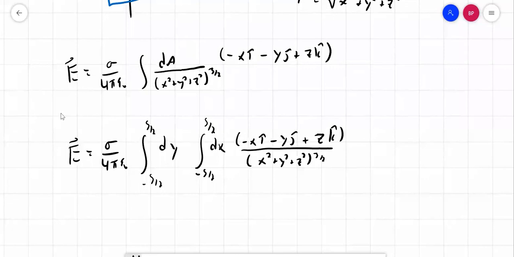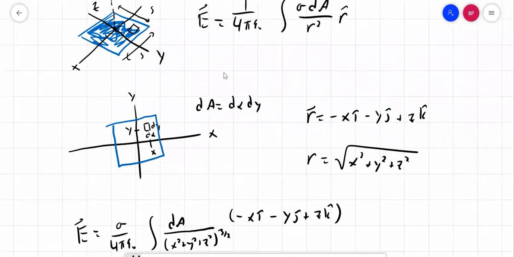Okay. Now the x part of this will be just what's in front of the i hat. So we'll have negative x over this stuff integrated over y and x. But that's going to be 0 because the integral over x, this is an odd function over a symmetric interval. So that's going to give me 0. And the same for y when we integrate over y. So there's only going to be a z component.